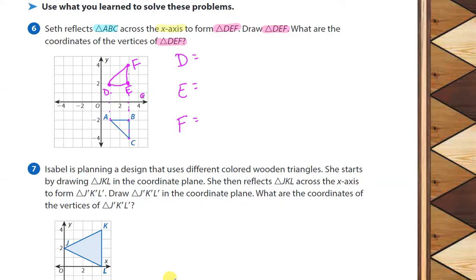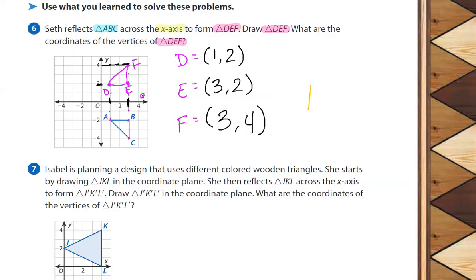So D is at 1, 2. E is at 3, 2. And F is at 3, 4. Yes. Gold star. Smiley face. Good job.